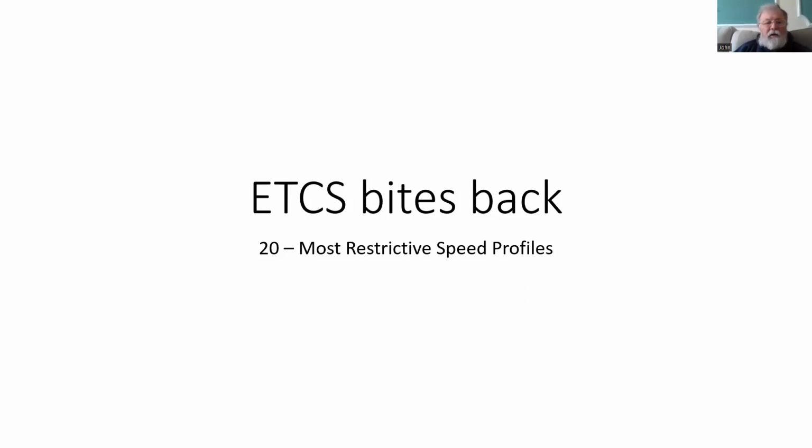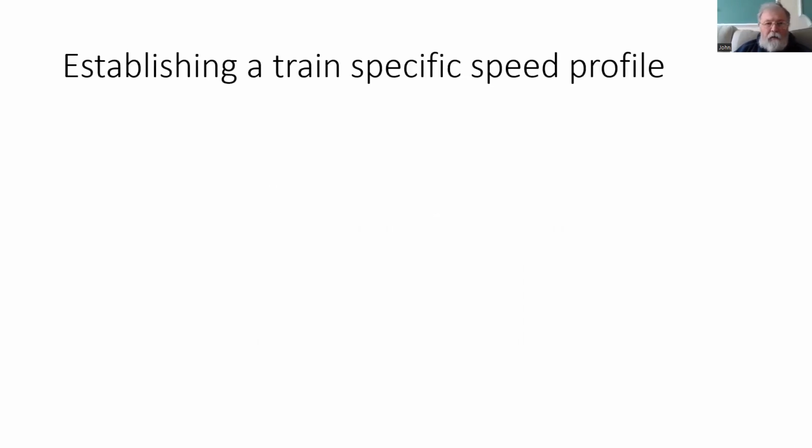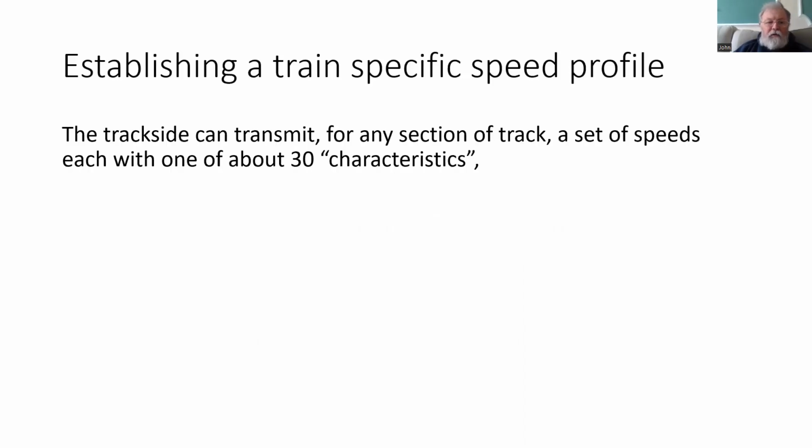So we've seen how ETCS trackside can transmit a number of speed profiles to the onboard. We now need to look at how those are used by the onboard to establish what is known as the most restrictive speed profile. So how does it work? Well, as we've said, the trackside can transmit for each segment of the track a set of speeds, each of which has got one of up to about 30 characteristics attached to it.